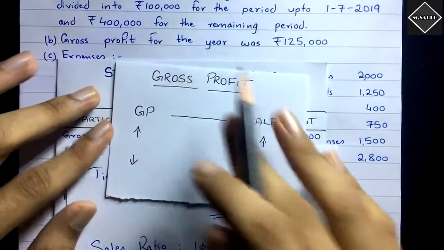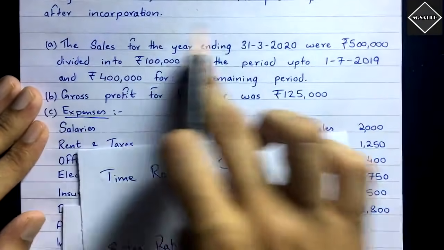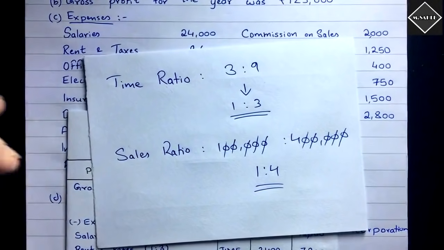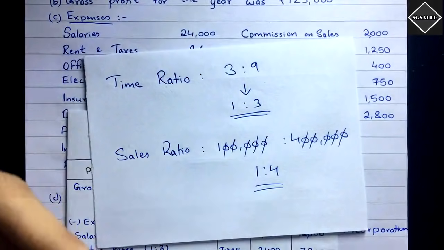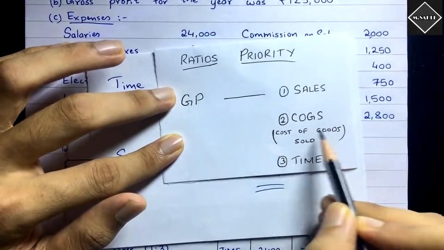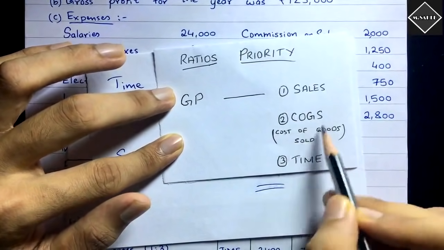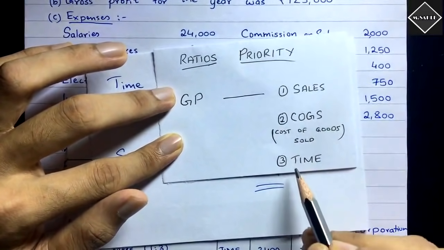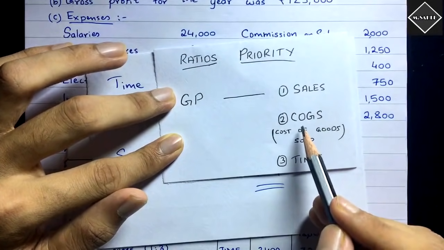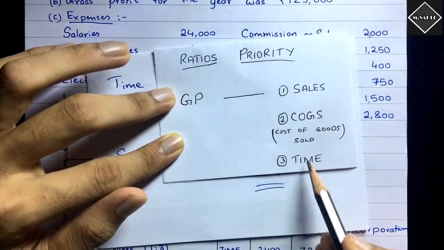Here we have calculated the sales ratio because we have the sales in the question. But what if the sales are not given? What if the sales ratio is not available? Then you have to look for the cost of goods sold ratio. If this is also not available, then the third preference goes to the time ratio. The first priority is the sales ratio, the second priority is the cost of goods sold, the COGS ratio, and then the time ratio. You have to go sequentially.